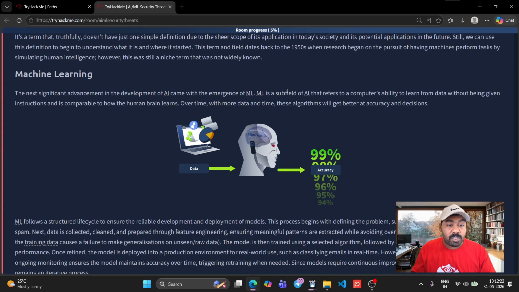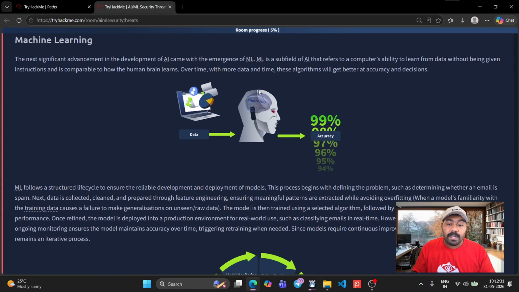So let's look into what is machine learning. The significant advancement in the development of AI came with the emergence of ML. ML is a subfield of AI that refers to a computer's ability to learn from data without being given instruction, and is comparable to how the human brain learns. Over time, with more data and time, these algorithms will get better accuracy and decisions. So there is one data flow, which is data, and the algorithm works and looks for more accuracy to provide some good output.